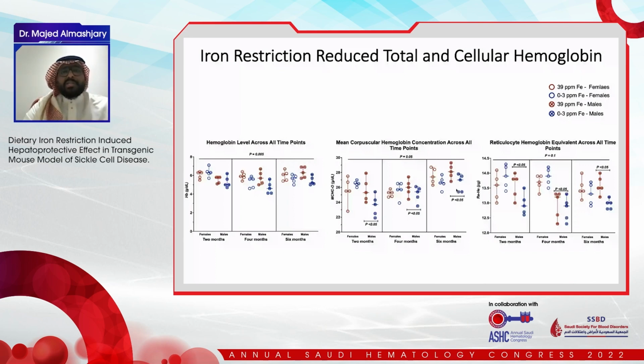And not to go and mention all the CBC markers that we had, we are focusing here on three things. Hemoglobin, which is the total hemoglobin. And as we see with any iron deficiency, hemoglobin is getting lower. And this is what we saw here also. The diet was able to significantly lower hemoglobin in all these mice.